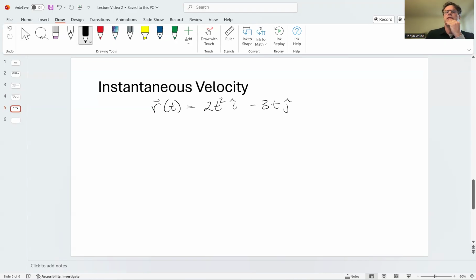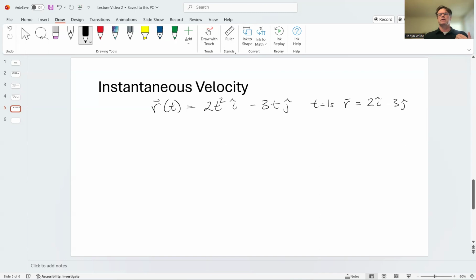Now the question is, from this, how do I determine the position at any time? Right? Well, I might just plug in whatever time I'm interested in. For example, 1 second would give me a position at a time of 1 second of 2 times 1 squared, which is 2 i hat, and then minus 3 times 1 second, minus 3 j hat. All right, so I can see how plugging in any time in those 2 functions gives me the position vector at any time. But then the question is, well, how do I know the velocity at any particular time?